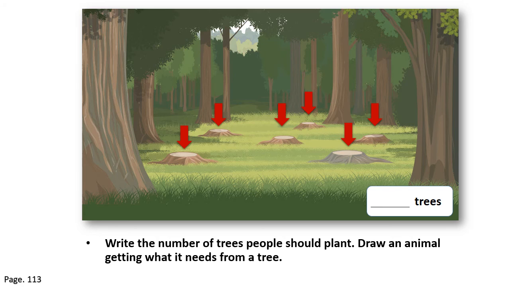And now our question is, how many trees should the people plant? What do you think? Very good! They should plant 6 trees. And our second question is to draw an animal getting what it needs from a tree. So what do you think? What should we draw?